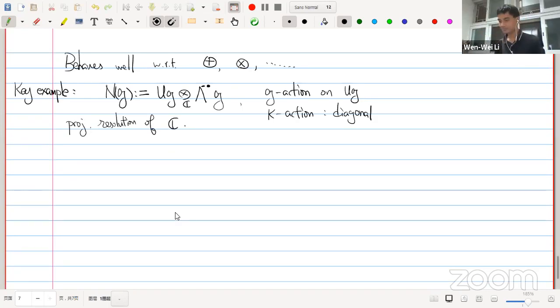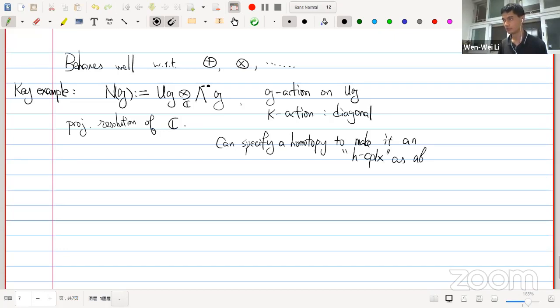The point is, you can specify a homotopy, a family of homotopies, to make it into an H complex as above. So when you pass to cohomologies, you still get something like K equivariance.